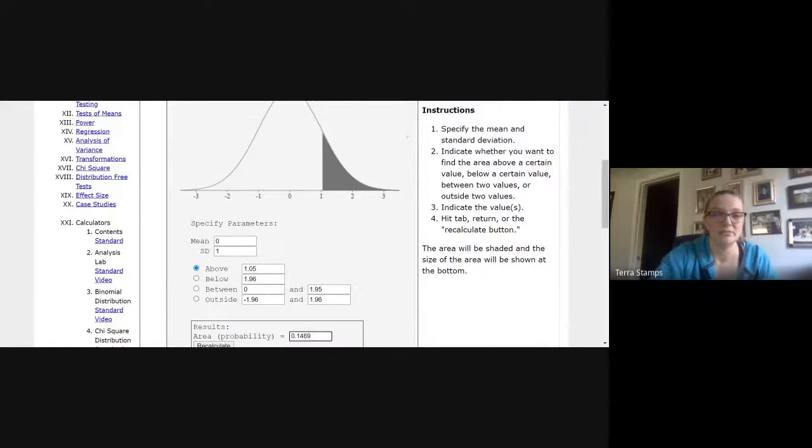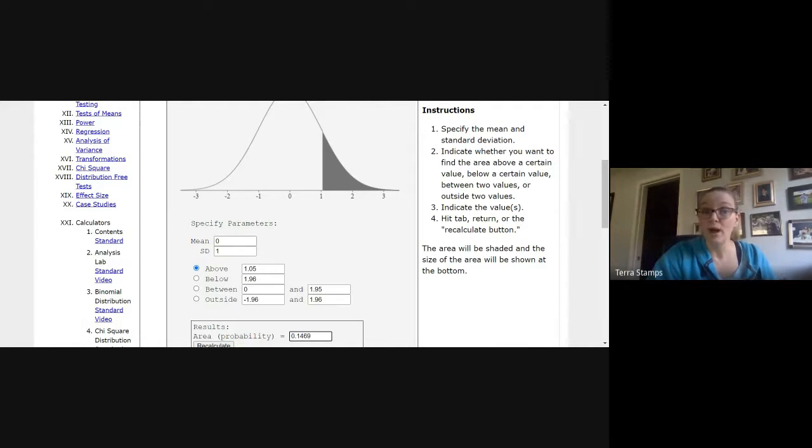You also get a nice little image right here of where that is. You can see that's to the right of that z value of 1.05. See, it's just a skosh past 1 right there. And we get that area right there. So you can make sure that you have the right region. So if something says to the right of, that's going to be above. To the left of is going to be below. Okay. And then obviously between. I don't think there's a whole lot in Alex where you have to do outside of. So I don't think you're even going to have to worry about using this one.